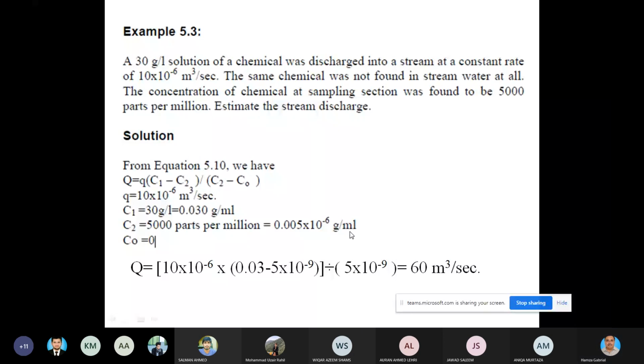So C naught is 0. All values are now known to us. So if we substitute in this equation, we have the value of Q, C1, and C2. So substituting all this, we find that the discharge is 60 cubic meters per second. So just take care of the conversion: this is parts per million and you have to convert it to grams per milliliter. So here you have to see that it should be.